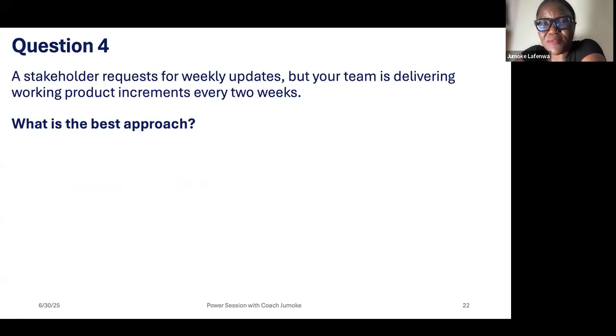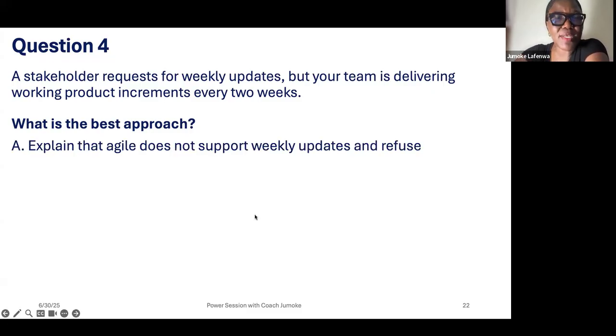Question 4. A stakeholder requests for weekly updates, but your team is delivering working product increments every 2 weeks. What is the best approach? Most times when you see what is the best, it means all the options are kind of correct, but one is the most suitable out of the 4. So a stakeholder requests for weekly updates, but your team is delivering working product increments every 2 weeks. What is the best approach?